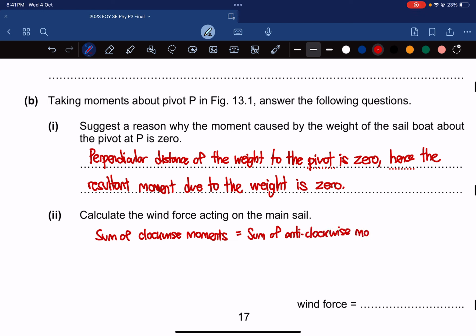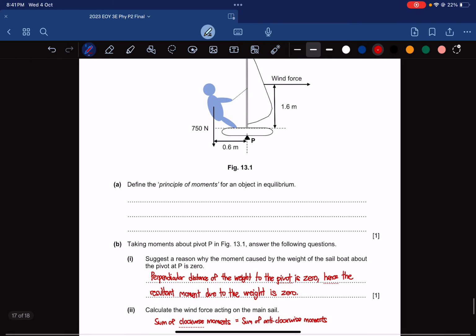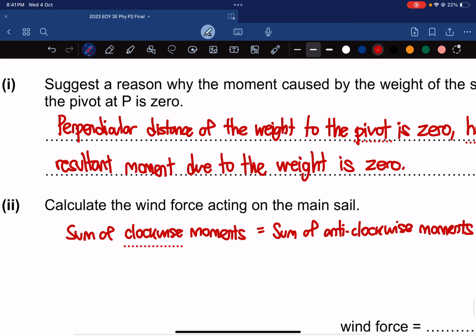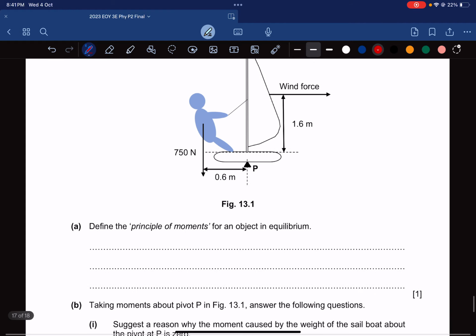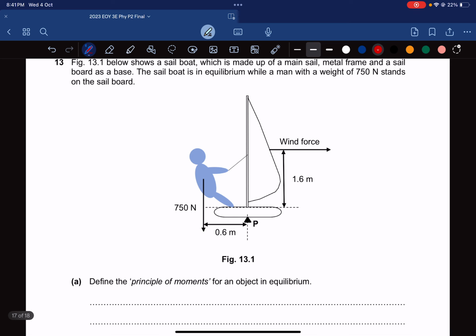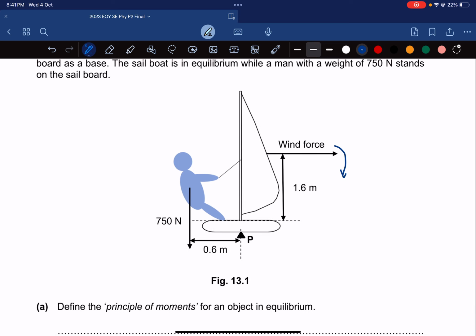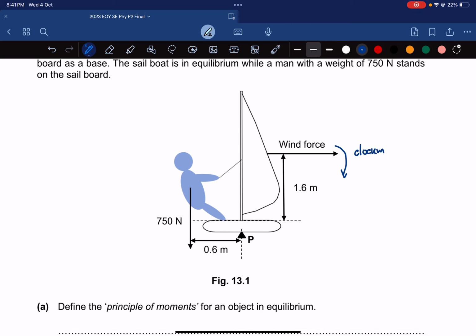From here, I should be able to obtain an equation. The clockwise moment is due to the wind force, so I let the wind force be F. Moment due to wind force is F times 1.6 meters, which is equal to the moment caused by the weight in the anti-clockwise direction. Maybe I'll just label here: this forms a clockwise moment, whereas the weight here causes an anti-clockwise moment.